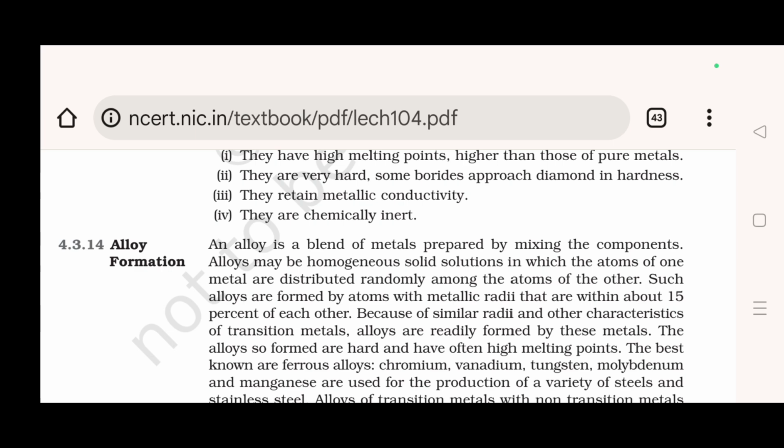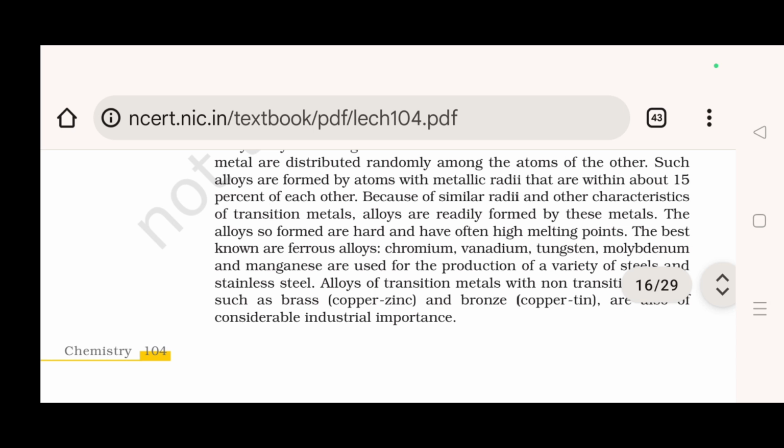The best known are ferrous alloys. Chromium, vanadium, tungsten, molybdenum and manganese are used for the production of a variety of steels and stainless steels. Alloys of transition metals with non-transition metals, such as brass and bronze, are also of considerable industrial importance.